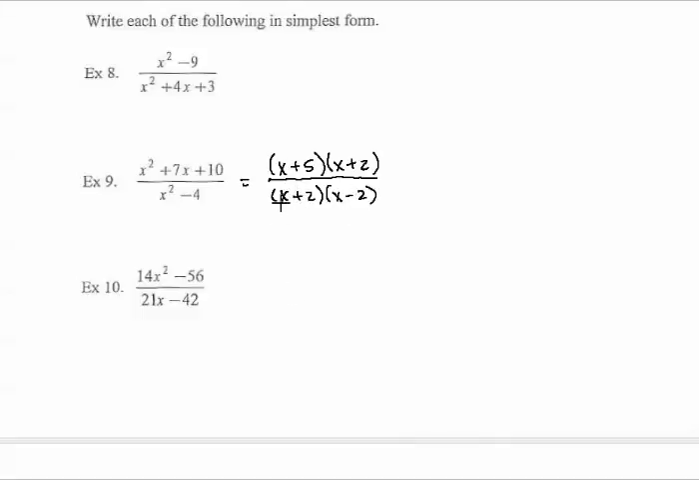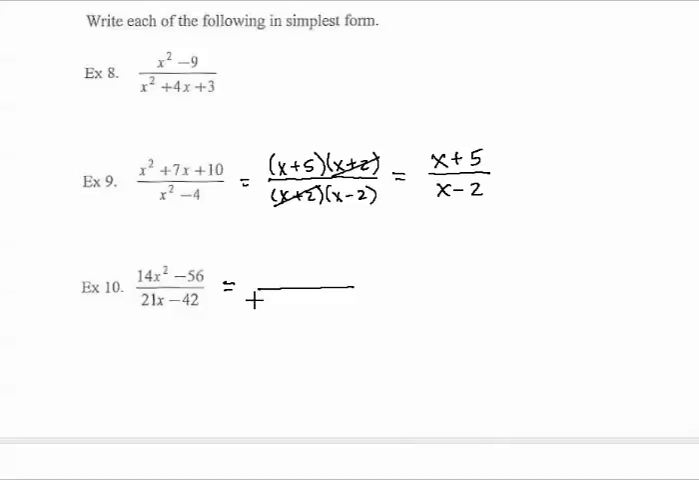Once we've done that, you see that there's an x plus 2 in both the numerator and denominator. This is the numerator, this is the denominator, but they cancel out. So on the top we write x plus 5, and on the bottom we write what's left, x minus 2. And that finishes example 9. So these go pretty quick.